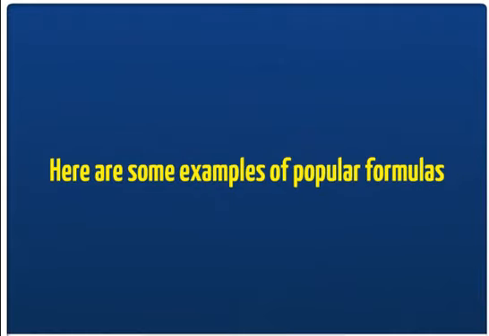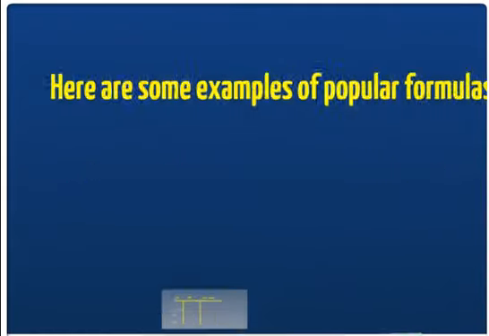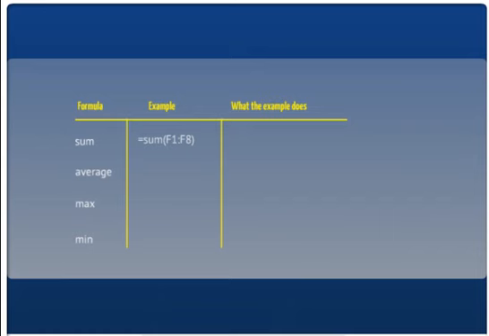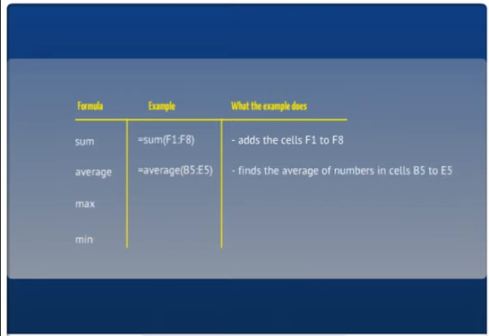Here are some examples of some popular formulas. Now we've already seen the sum. Here's another example of sum. This one is summing the cells from F1 to F8 and adds all the numbers together in between. There's also the average function. Okay, so here's an example going B5 to E5, going across row 5, and this would find the average of all the numbers in those cells there.